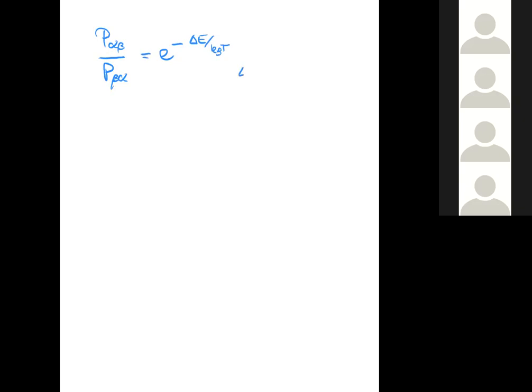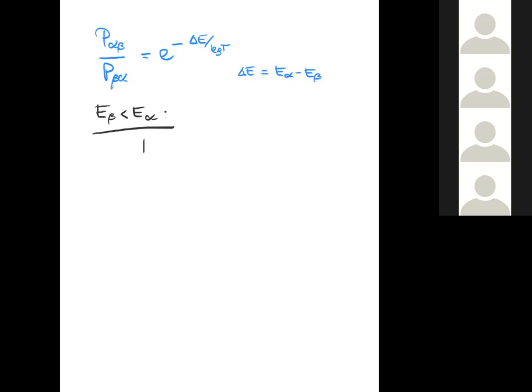And delta E was defined as E alpha minus E beta. And again, my assumption now was that E beta was less than E alpha. Okay, so then how did the Metropolis algorithm work?